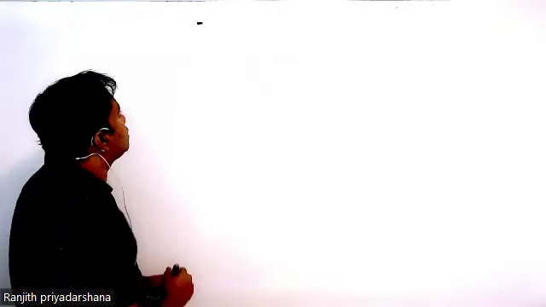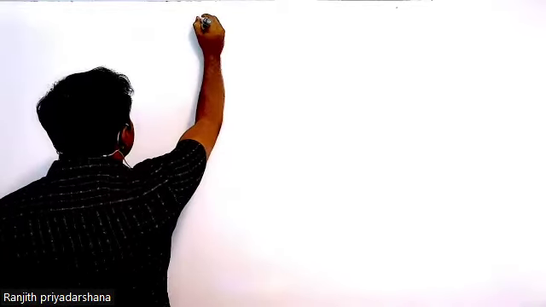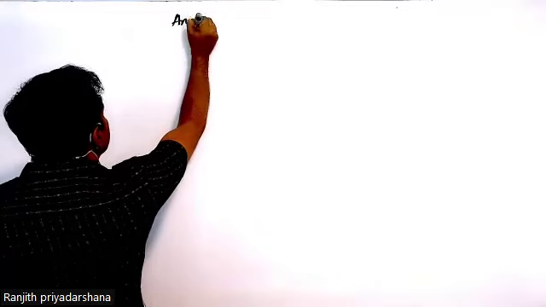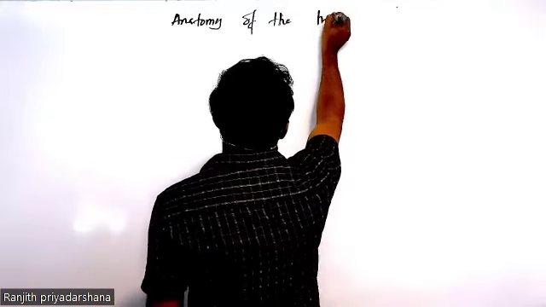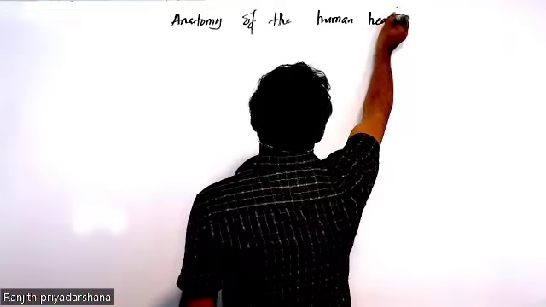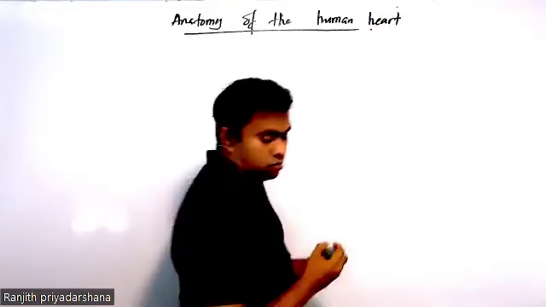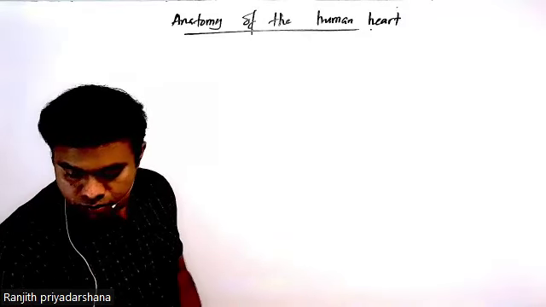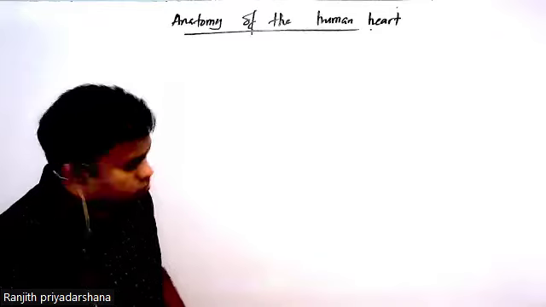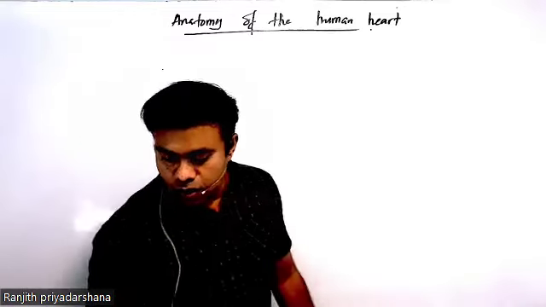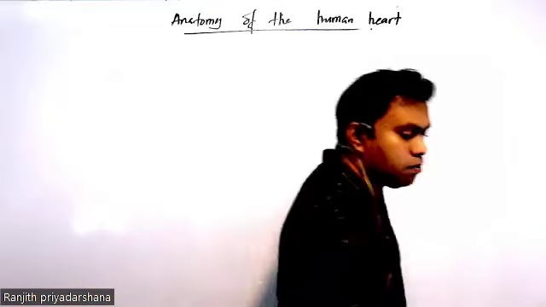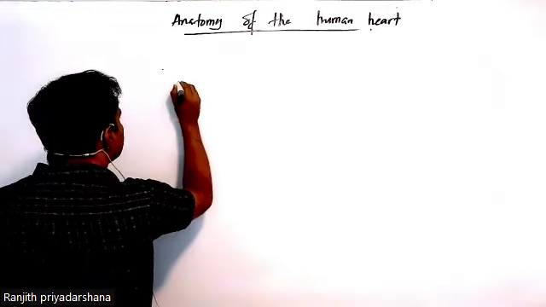Okay, last week we had a discussion on the blood circulatory system and the longitudinal section of the heart. Anatomy of the human heart. Then you learned there are 4 chambers of the heart and how they are filled with blood, with the circulation.